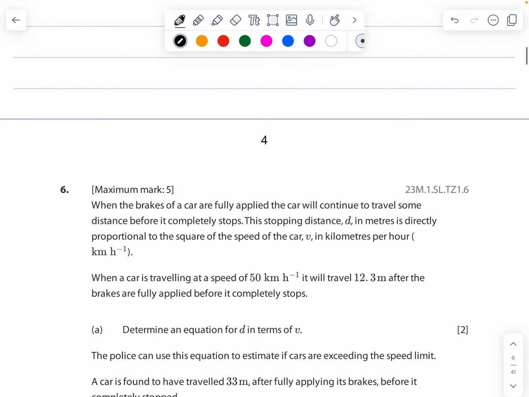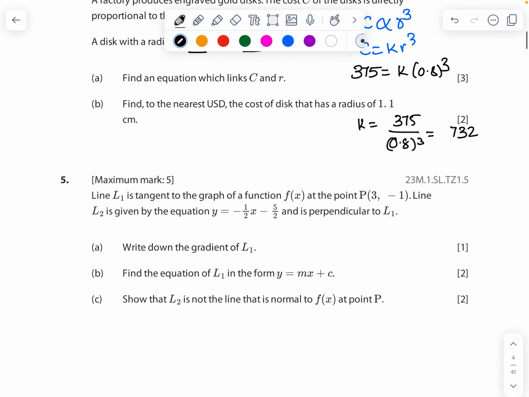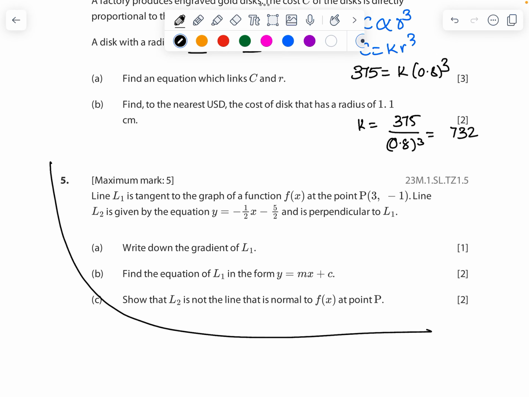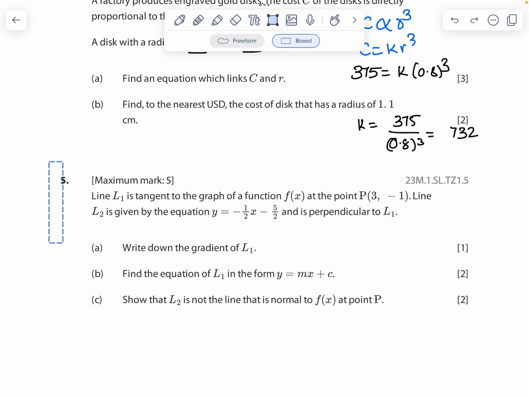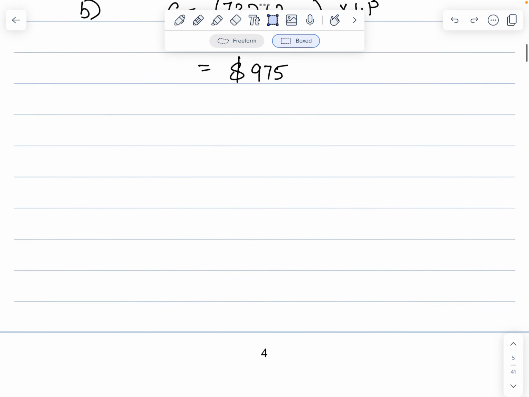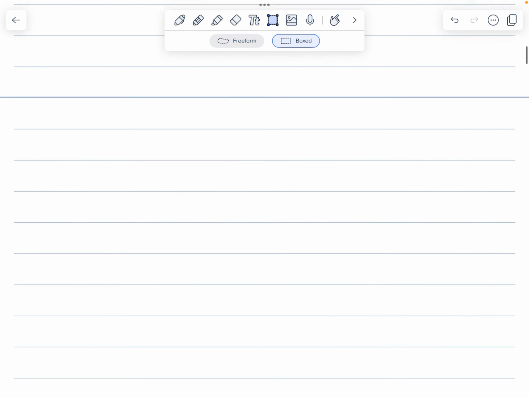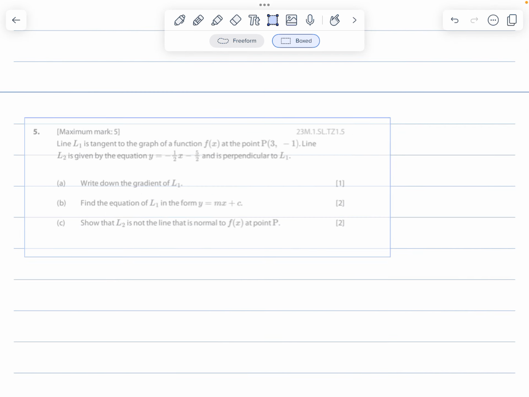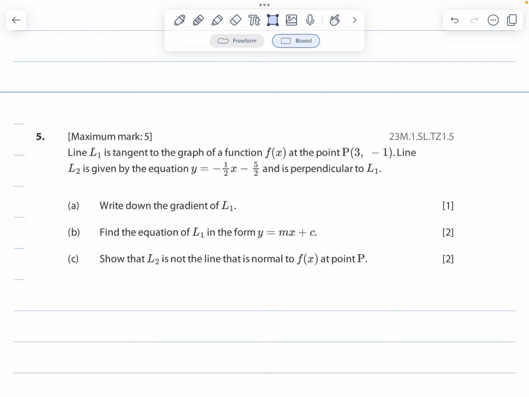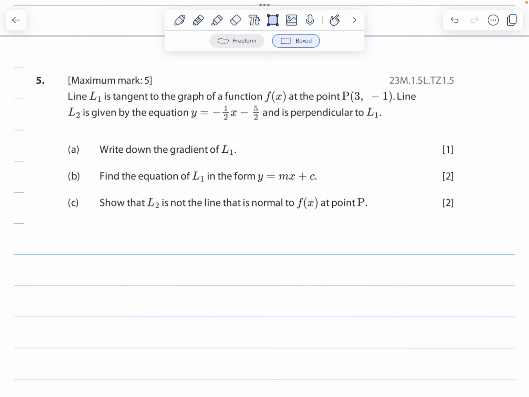Now, question number 5. Let's do question number 5. What has been question number 5? The line L1 is a tangent to the function f of x at P (3, minus 1). Line L2 is given by this one and is perpendicular to L1.